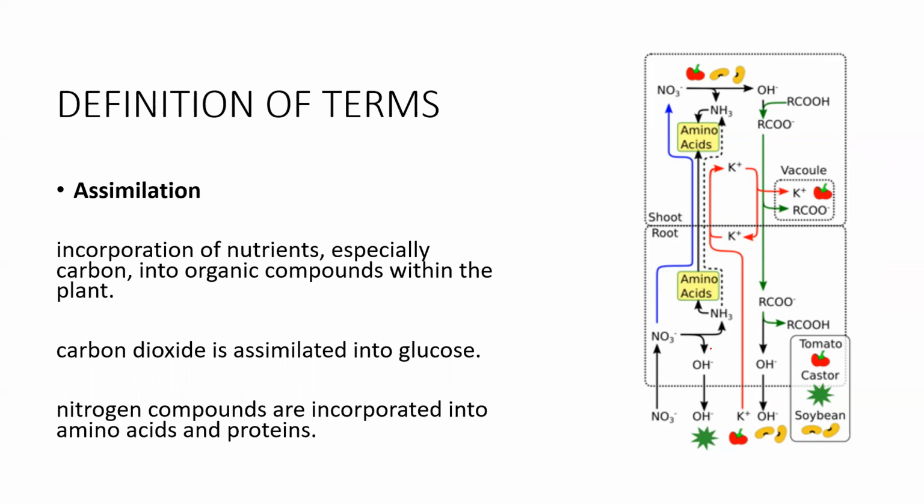Enzyme is a food of plants wherein you are incorporating especially the carbon into organic compounds within the plants. And then, ang ina-assimilate natin is the carbon dioxide, okay, to form glucose. And then nitrogen compounds are incorporated into amino acids and proteins. So the nitrogen absorbed by the plants is incorporated into amino acids and proteins. So pag-aaralan natin kung anong ibig sabihin later on ng amino acid and the protein.